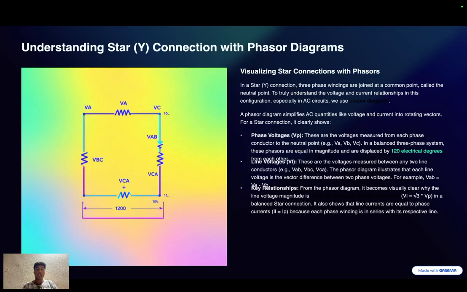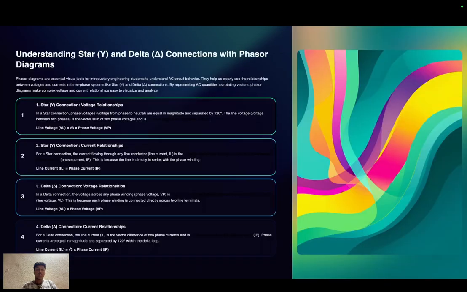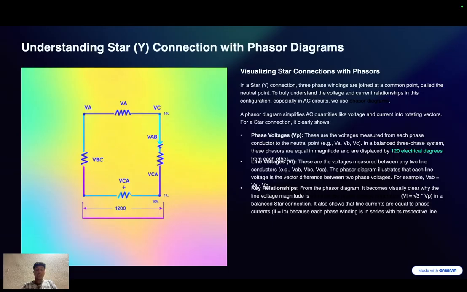Phasor diagram for star connection. To understand this visually, let's draw the phasor diagram for the star connection. The line voltages are the difference between two phase voltages. When you plot these on the same diagram, the line voltage vectors form another set that is root 3 times larger than the phase voltages and leads them by 30 degrees.